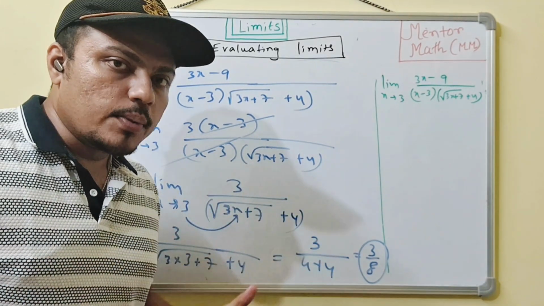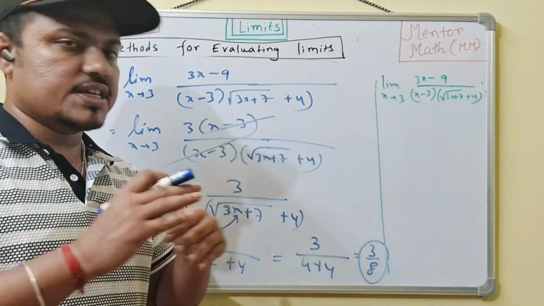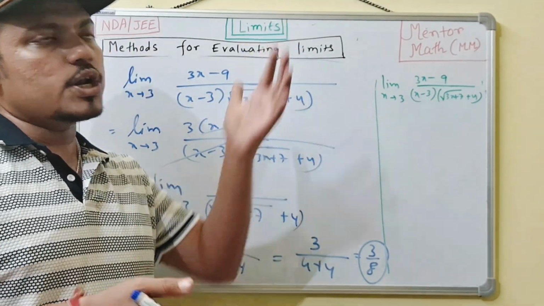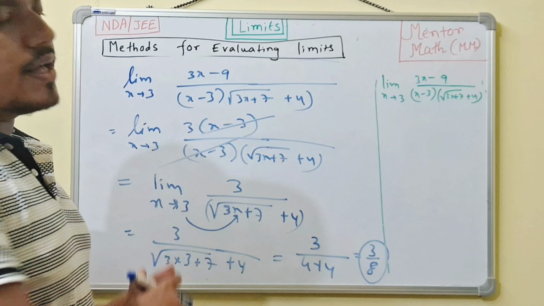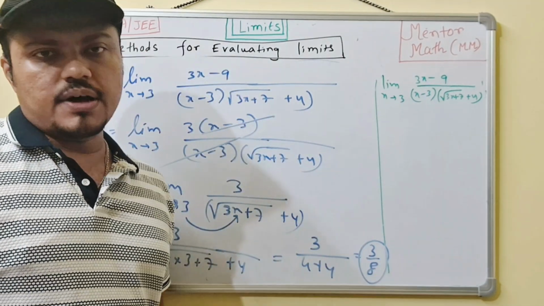So this type of problem we have to use your rationalization method. If you see square root is given or cubic root is given, in numerator or denominator, we can use this rationalization method and find your 3 by 8 solution.